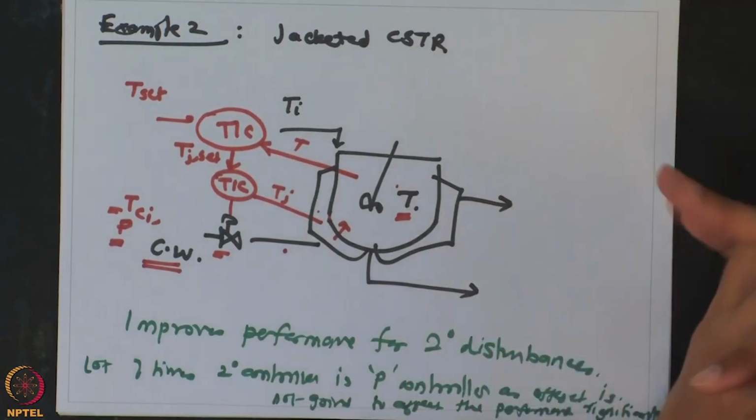And as we have seen, this cascade control strategy will work effectively when the secondary loop is faster than the primary loop. So, obviously, if your secondary loop has a dead time or it is slow, then definitely a cascade control strategy would not at all be effective. So, in such a case, it should not be used.